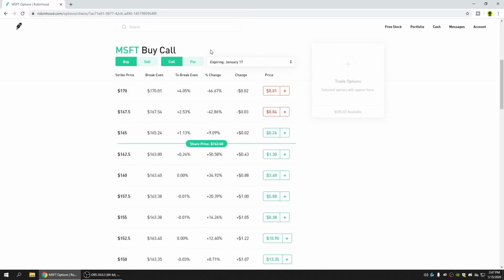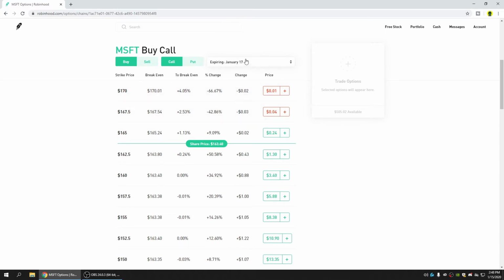Essentially, all the expiration means is that if your contract does not end in the money by this date, you will lose all of your risk and you'll make no money. You'll actually lose money because you won't get your initial payment back for when you bought the options contract.